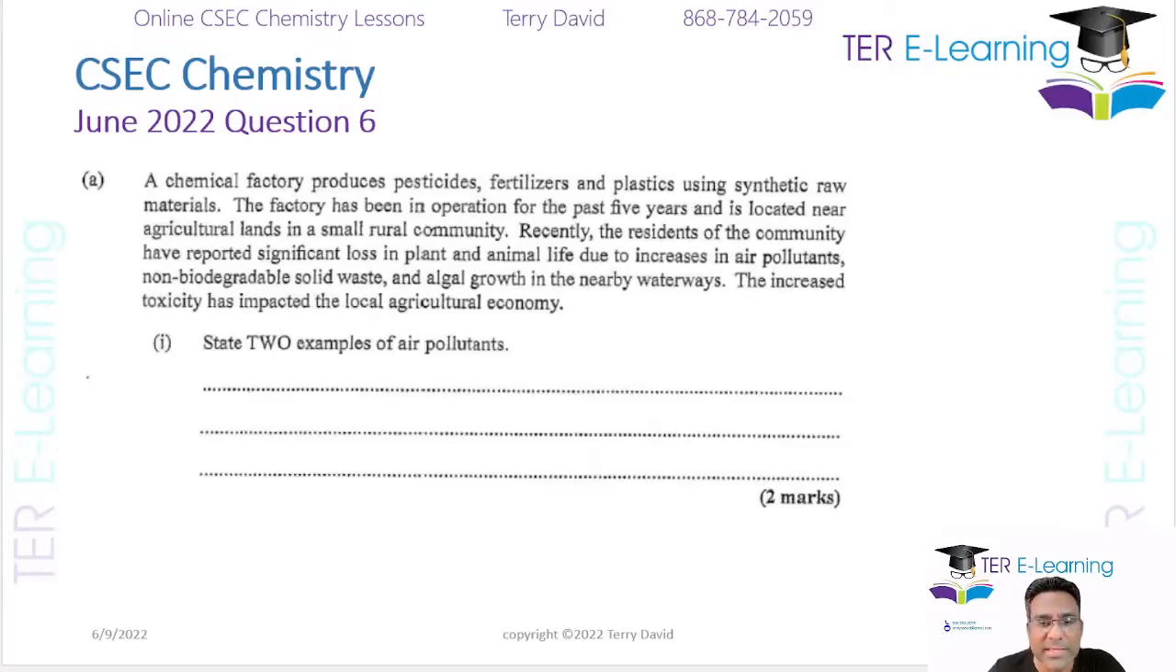So let's see what's happening here now. Right, so we have a chemical factory. It produces pesticides, right? It produces fertilizers. It produces plastics. So I said how bad things it produces, right? Using synthetic raw materials, right? The factory has been in operation for the past 5 years and is located near agricultural lands in a small rural community. So you have this factory somewhere in the bush, right? But it's polluting the environment. Recently, the residents of the community have reported significant loss in plant and animal life due to increases in air pollutants, non-biodegradable solid waste, so that could be plastic they're talking about here, algal growth in nearby waterways. The increased toxicity has impacted the local agricultural economy. State 2 examples of air pollutants. What did you all put for that? 2 examples of air pollutants.